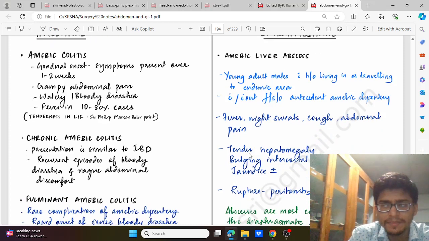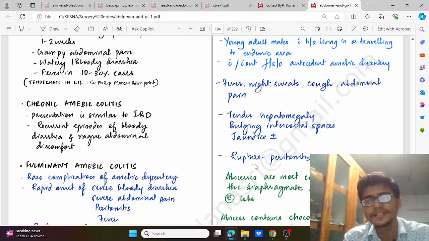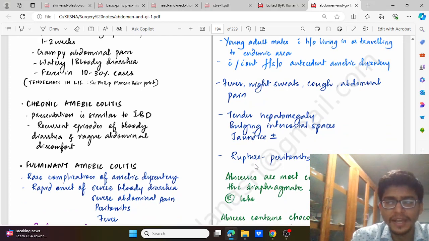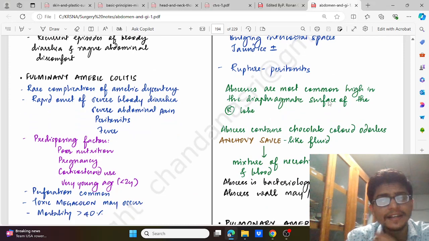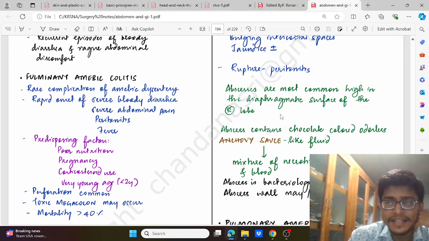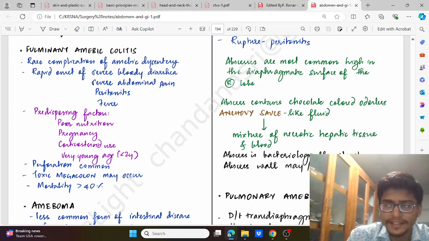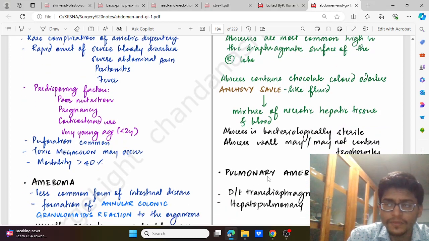It will be associated with fever, night sweats, cough and abdominal pain. On examination, there would be tender hepatomegaly, bulging of intercostal spaces with or without jaundice, and it can be complicated by rupturing and causing peritonitis. Abscesses are most commonly on the right side, in the upper aspect near the diaphragmatic surface, and the abscess contains chocolate colored, odorless, anchovy sauce pus. This pus is a mixture of necrotic hepatic tissue and blood, and it is bacteriologically sterile, and the abscess wall may or may not contain trophozoites.